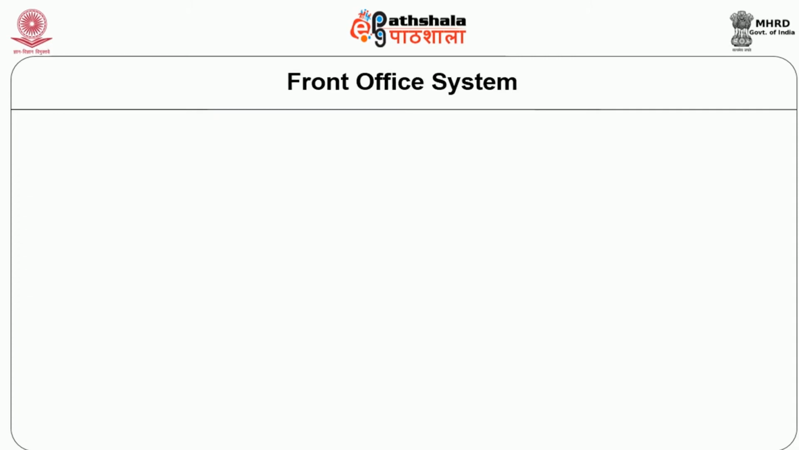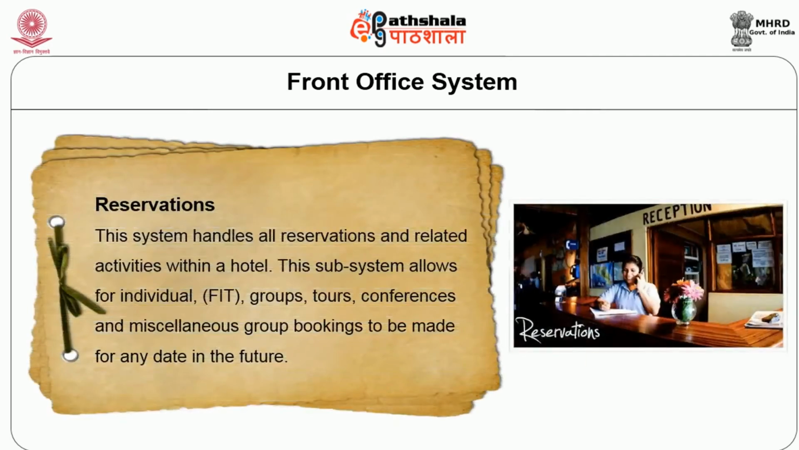Next we will move on to, as I told you already, the front office system. Here, department-wise, I will tell you what reports are maintained for their own use. To start with, we will start with reservations. This system handles all reservations and related activities within a hotel. This subsystem allows individual FIT, foreign independent traveler, groups, tours, conferences and miscellaneous group bookings to be made for any date in the future.